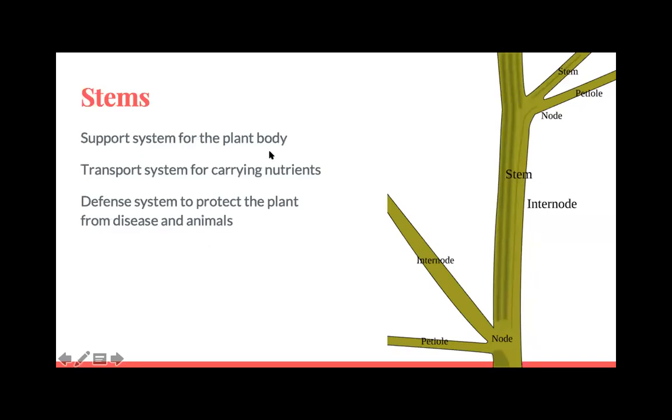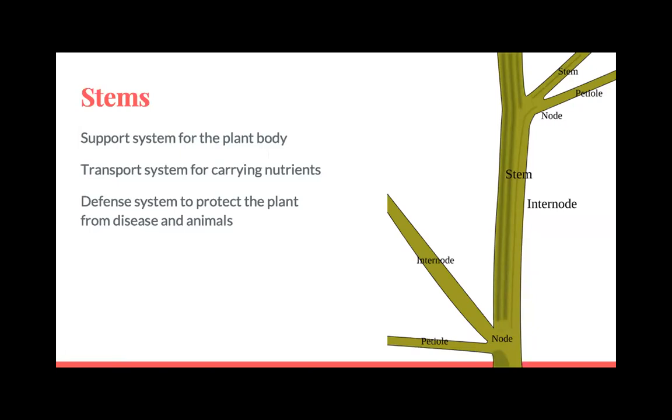So we already talked about this. The only thing I didn't mention about stems is that they are transport structures. Think of stems like a highway that nutrients, water, and sugar pass through to get from one part of the plant to another.